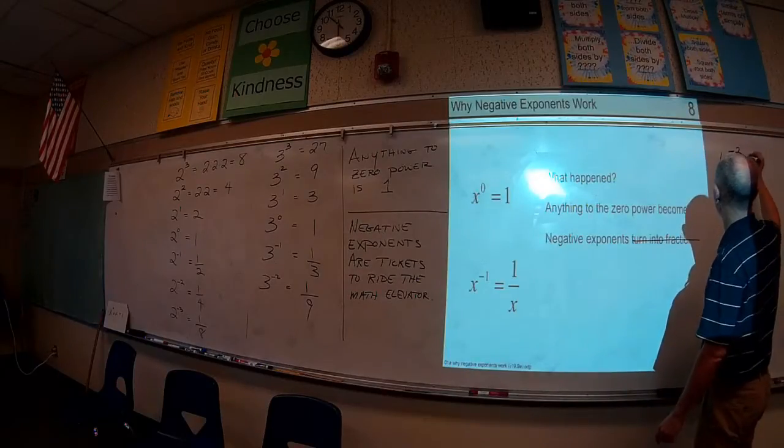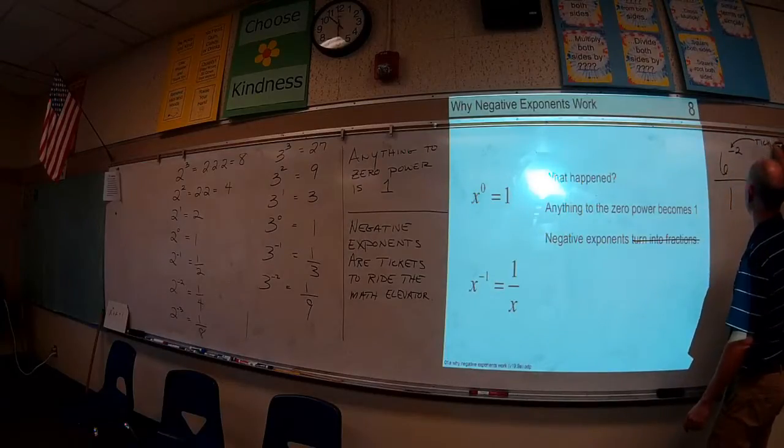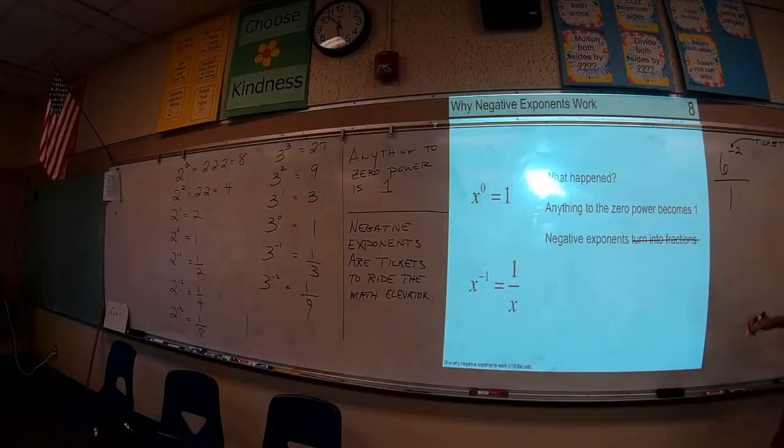6 to the negative 2 over 1. This is a ticket. Where's the 6 going to go? To the bottom. Where did the ticket go? Got rid of it. It got used up. What is currently on top? One. Beautiful. Oh, so the one is the... What is 6 squared? Oh, a 36.